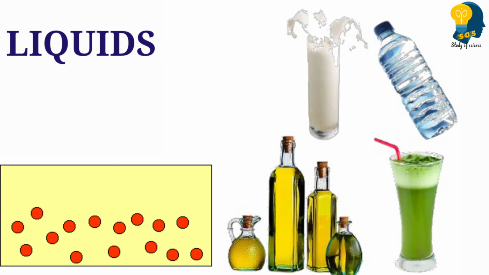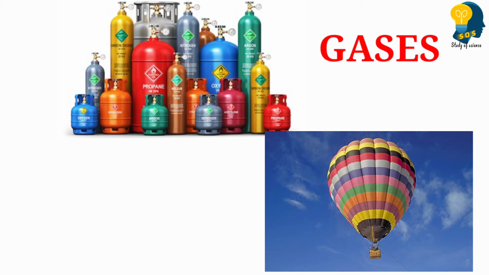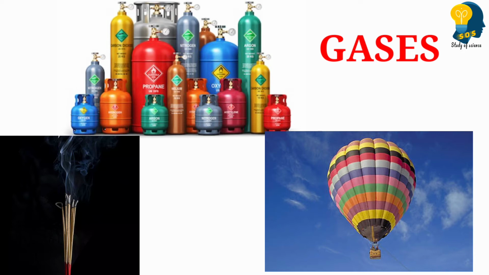Okay, so now let us focus on gases. Here you can observe some gas cylinders which contain gas, and a parachute which contains gas, and also an incense stick. Have you observed the incense stick very closely? When you light the incense stick, it starts producing gas, and the gas coming out of the incense stick has different shapes. Correct? That gas has different shapes.